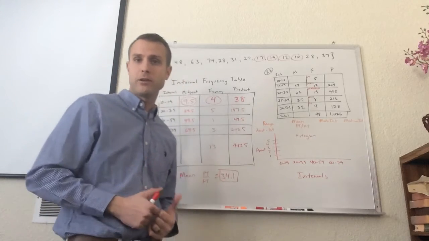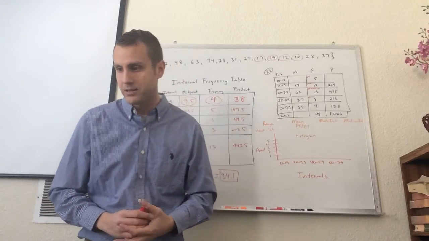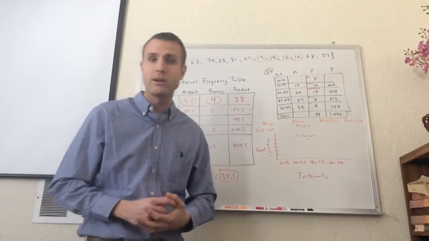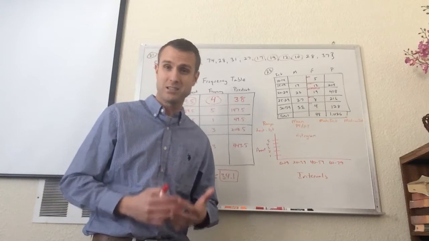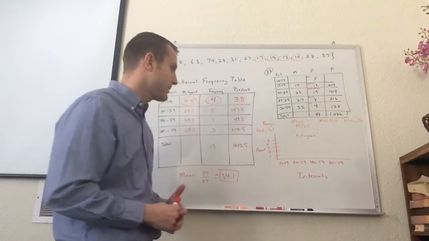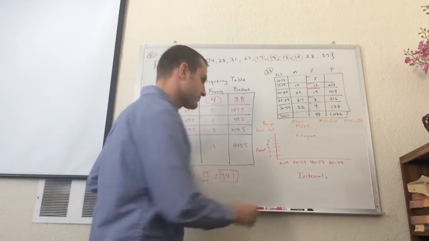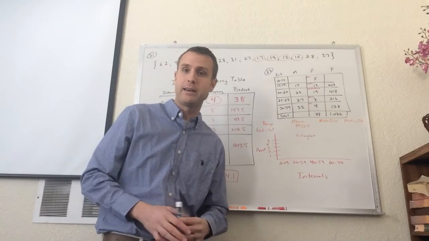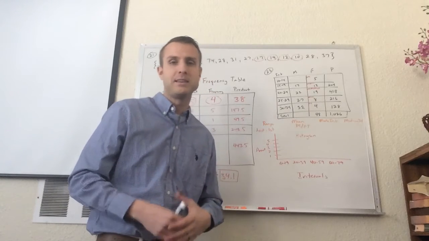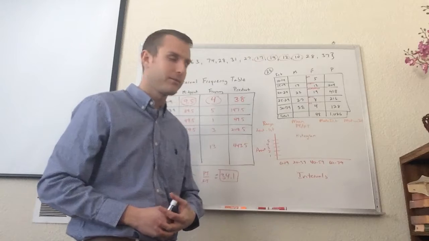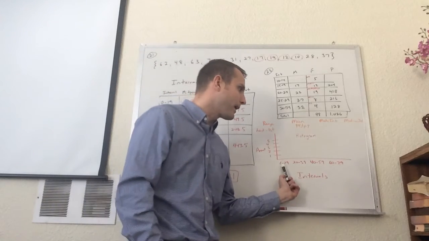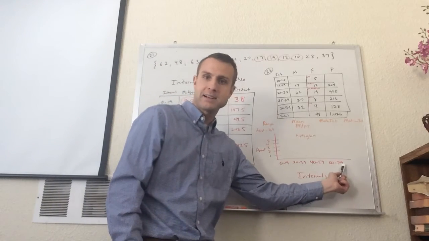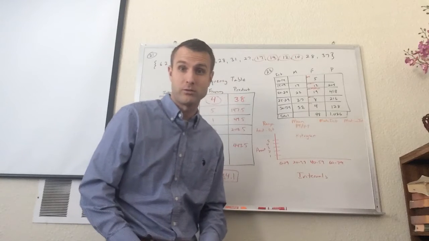Now, once you have your frequency distribution table, for numbers 28 and 30, you're going to have to do what we call a histogram. So what a histogram is, I have an example over here, is it's going to be similar to my scatter plot in the way I set it up, but different in the way I actually graph it. So on the bottom, on what we would call the x-axis, are going to be my intervals.